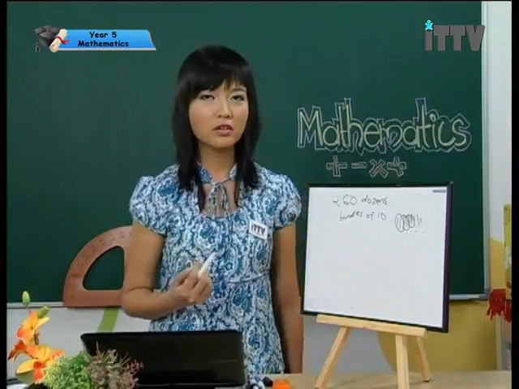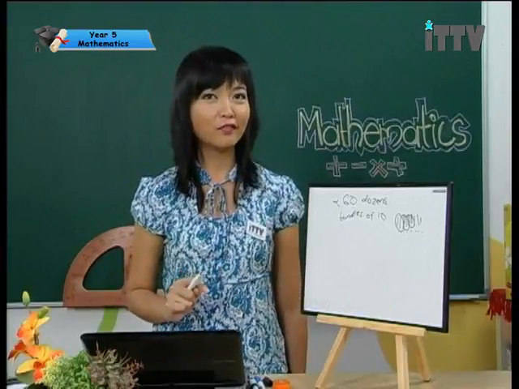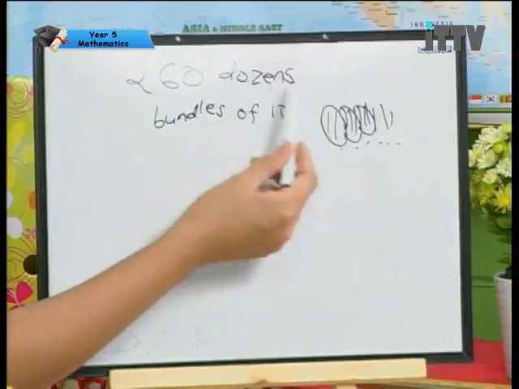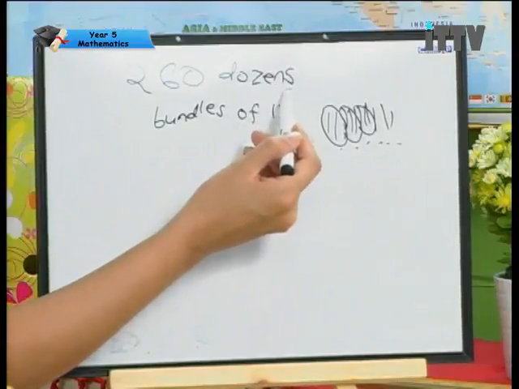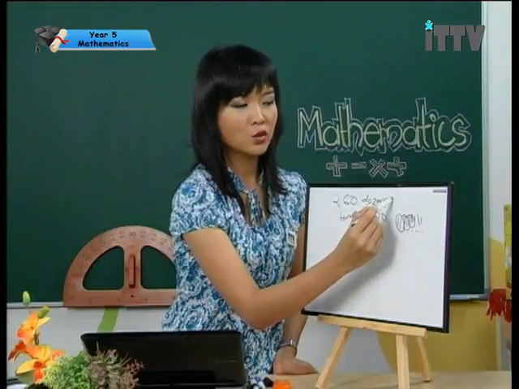So what operation should we use? There are two operations involved over here. Let's see if we can get them right. Now, 260 dozens. How many pencils are there in 1 dozen? Yes, 1 dozen means 12.